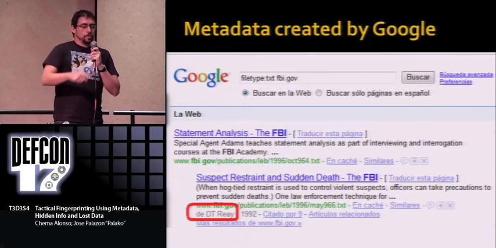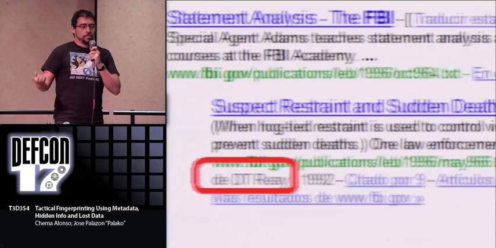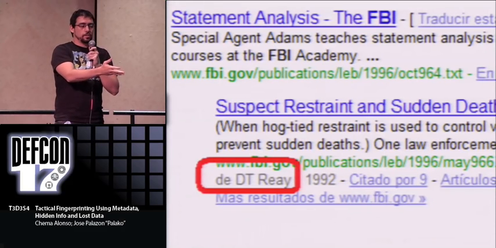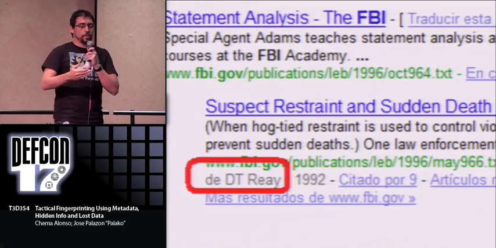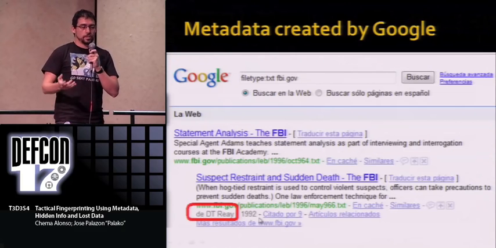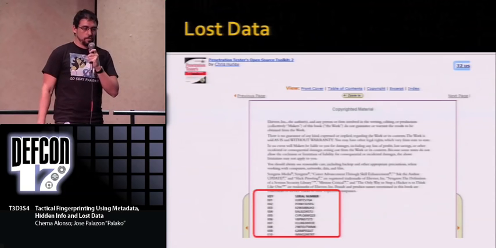This is an example of how from a TXT file you can see the author. Google did this, not the author of this file. Google just parsed the document and decided that DTREA is the author of this file. So you can see here how lost information has become metadata for the engine.